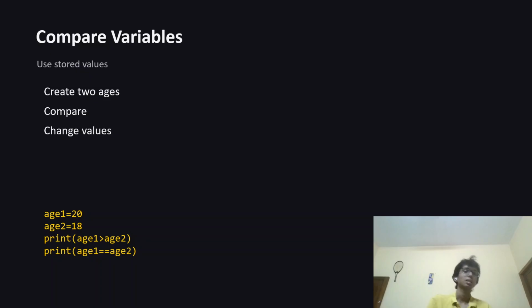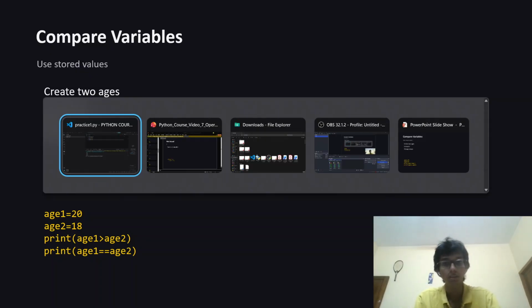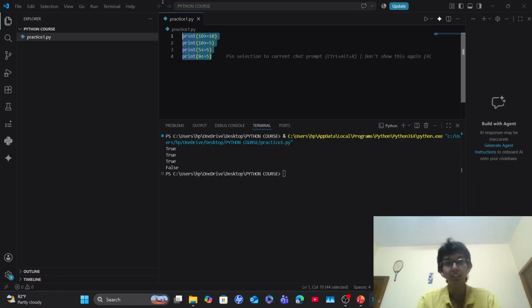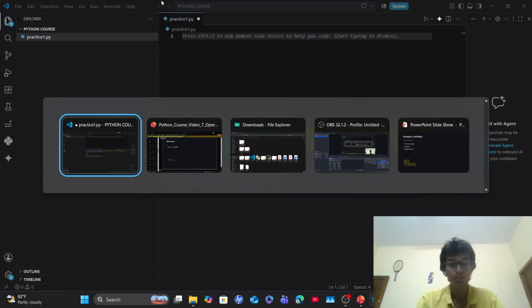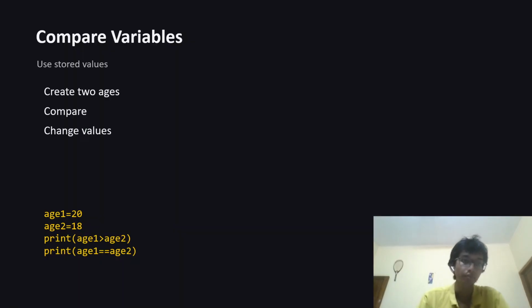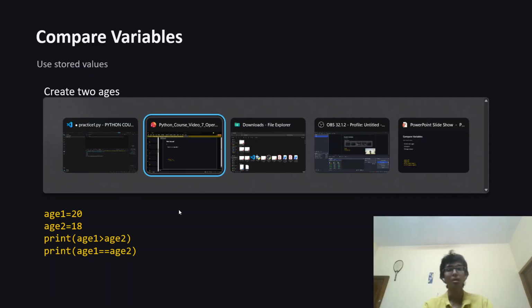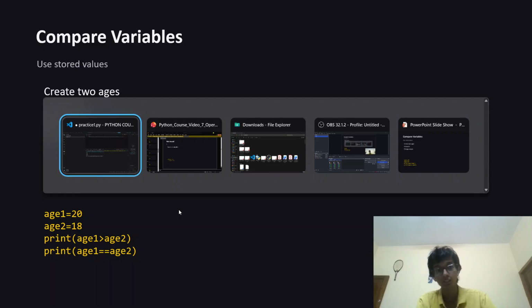Alright guys, your time is up. So the first one is going to be: take two ages and check if one is greater. We're going to create two ages, and we'll see if age one is greater than age two, or if age one is equal to age two.